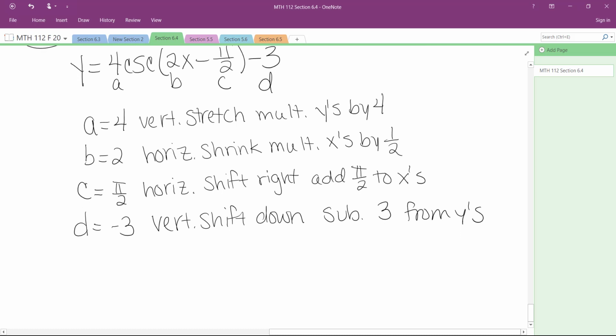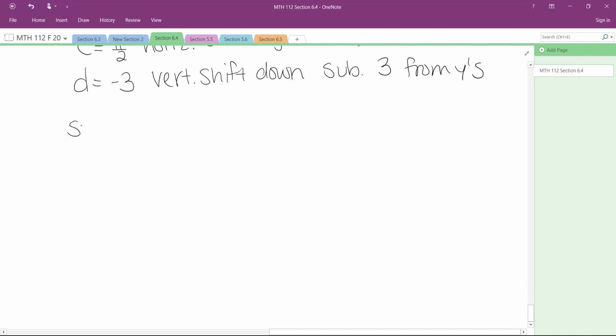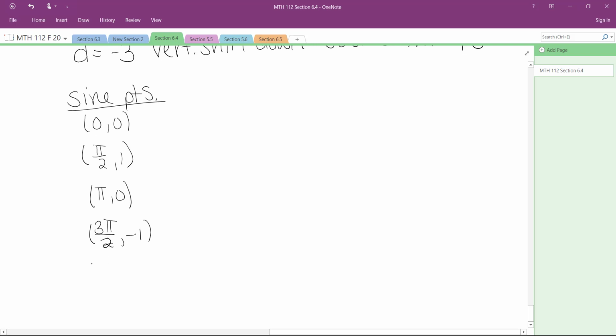So I'm going to list out the points for sine, and then we'll do these 4 transformations to them. For sine, we start off with 0, 0, pi over 2, 1, pi, 0, 3 pi over 2, -1, and then lastly, back at 2 pi, 0. And now we're going to get our new points.